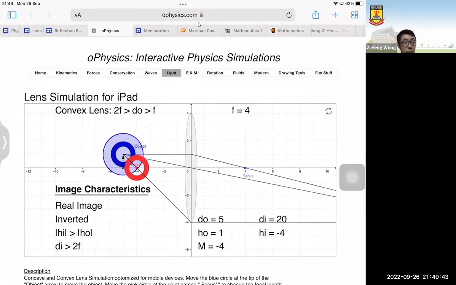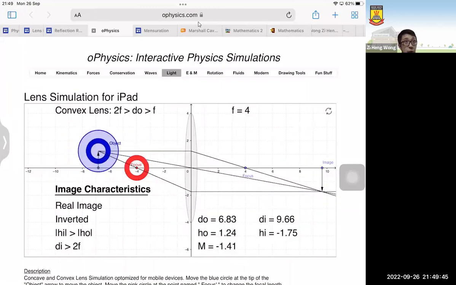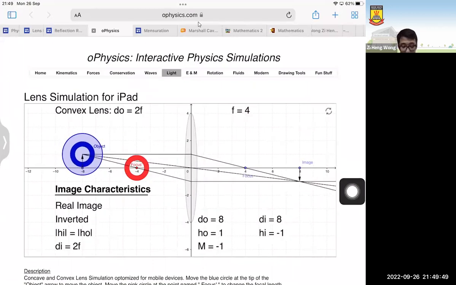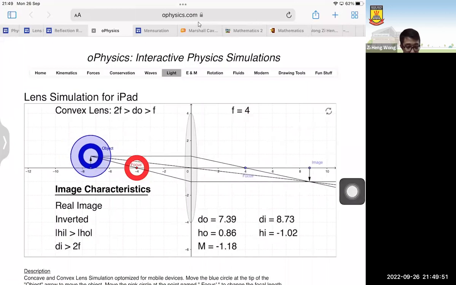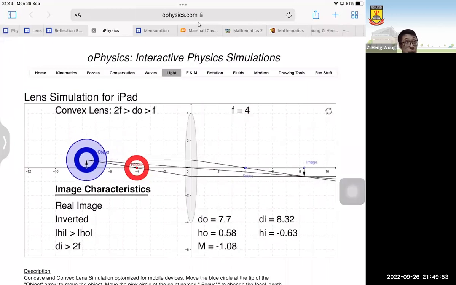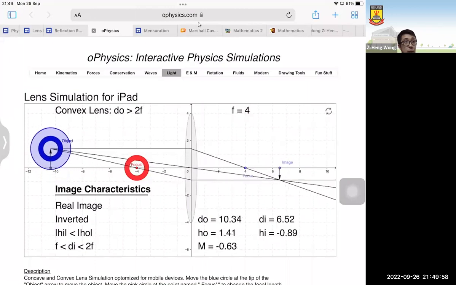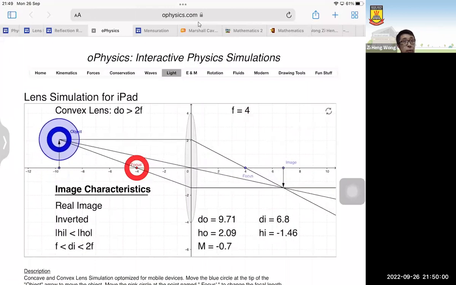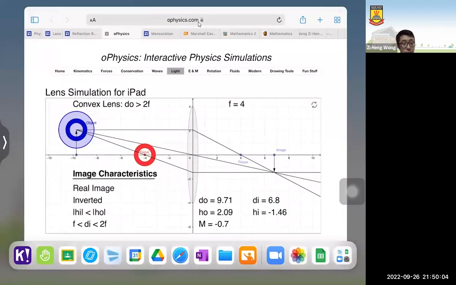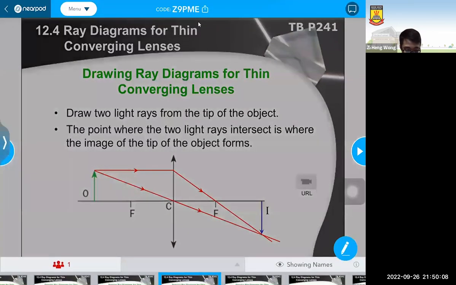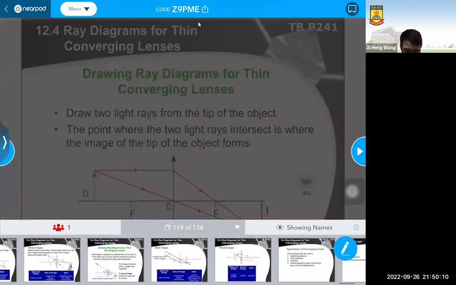Okay, so you can see based on where you put your object, when you shift right, the image also changes. Okay, so at 2F will be same size, less than 2F will be enlarged, more than 2F will become very small. Okay, that's the main thing about the lens law. Yeah, the rest are just examples.